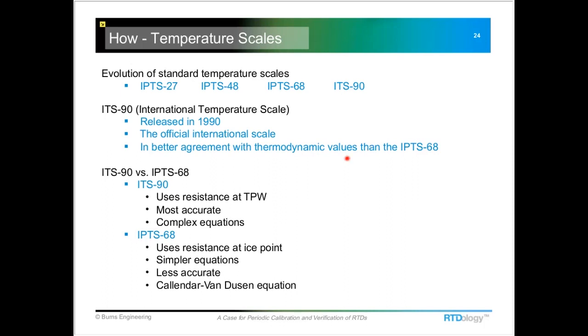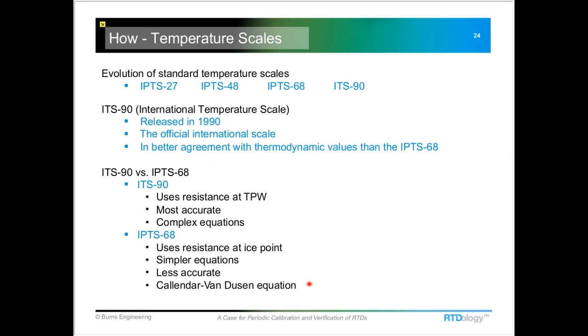It's usually reserved for laboratory type sensors. The IPTS68 equations are still accurate enough for most industrial applications. You may have seen this equation. It's a Callender-Van Dusen equation. A lot of times it's abbreviated just CVD. You may see CVD coefficients listed if you're trying to match the temperature probe to a transmitter, for example. It'll ask for those coefficients in the transmitter software.